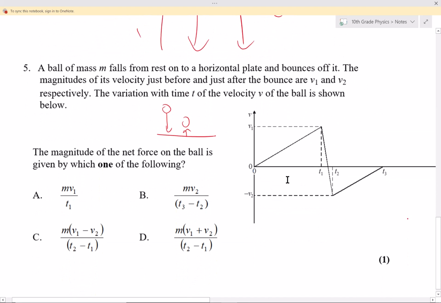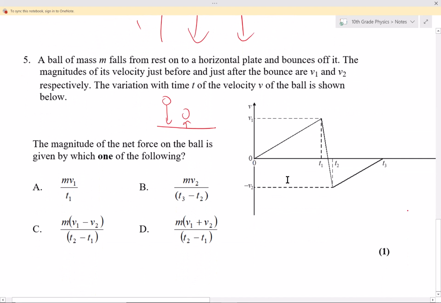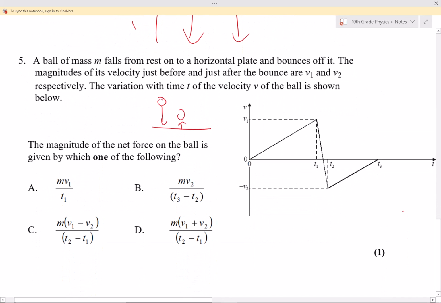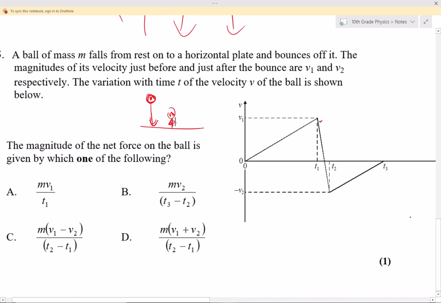Okay, for number 5, we first need to understand what it says because it's kind of confusing. Basically, we're dropping a ball, right? It has mass m, and the ball is going to hit the ground and then rebound back up. And this graph here shows the situation, right? So this is the velocity of the ball, and here is the moment at t1. This is the moment where the ball hits the ground, right? So the ball hits the ground at t1 and has a velocity of v1 when it hits the ground, right?